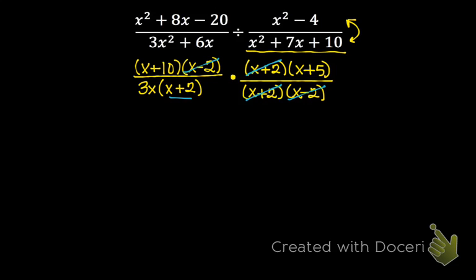The other thing you want to notice is you cannot cancel side to side. I know I mentioned that before, but that's really, really important. Only up and down. So quick scan. Do we have anything else? No. So that means we just write out what we have left. We're going to multiply straight across. X plus 10 times x plus 5 over 3x times x plus 2.